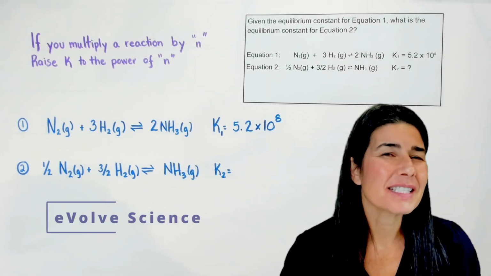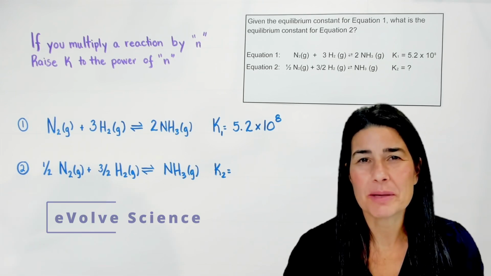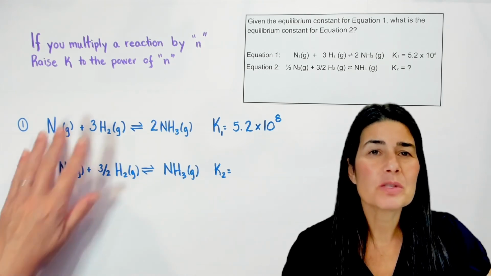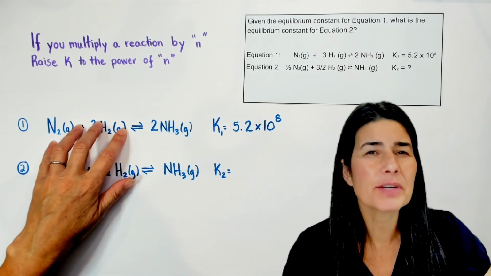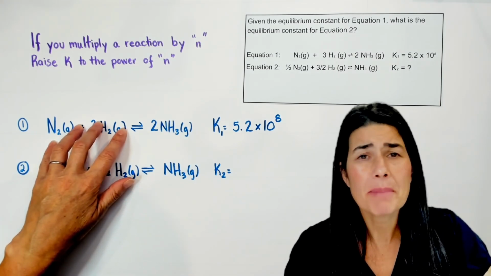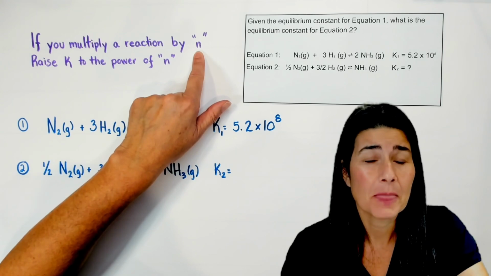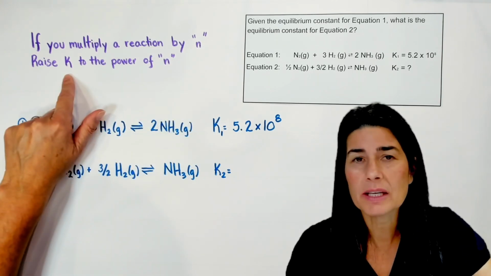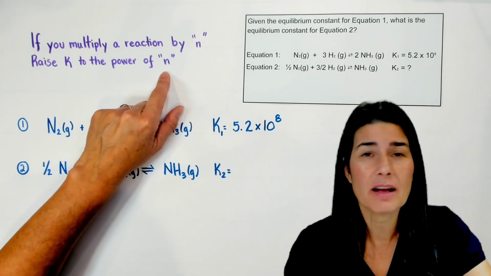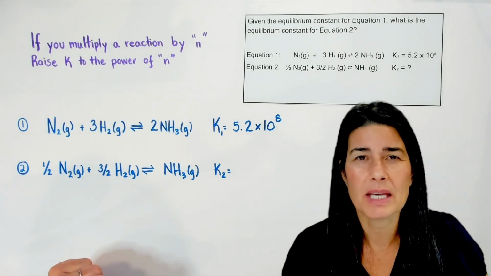Okay, for our second rule of manipulating equilibrium constants, if you take a reaction and you decide to multiply every term in this reaction by some number n, what you're going to do to the equilibrium constant is you're going to raise the equilibrium constant to the power of n. Let me show you what I mean.